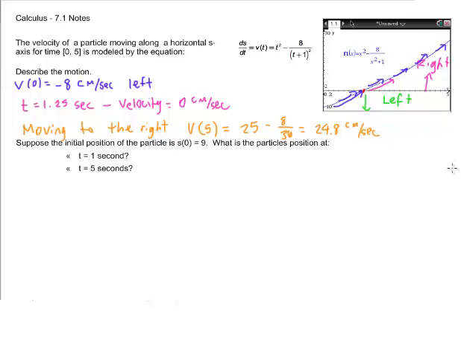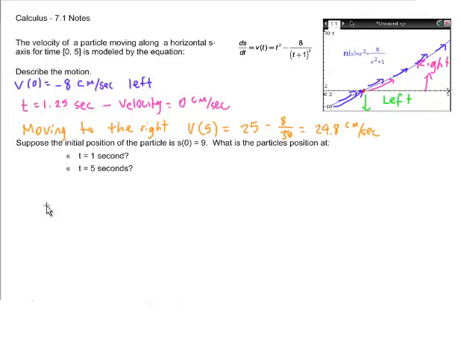moving to the right. So what if we take this same particle now and instead of starting out at a position of negative 8, we're going to start out at 9, where our initial position is 9. What is the position of the particle 1 second later?